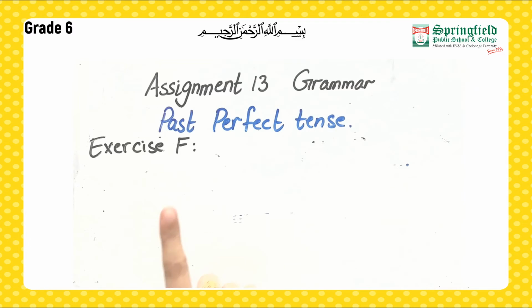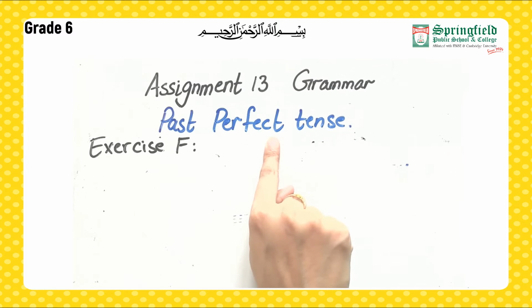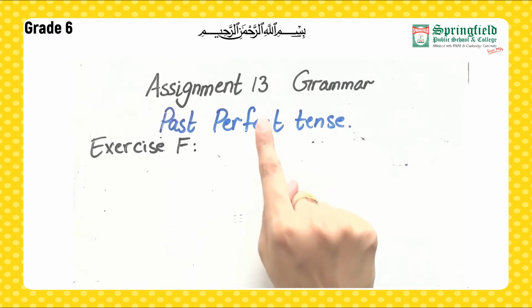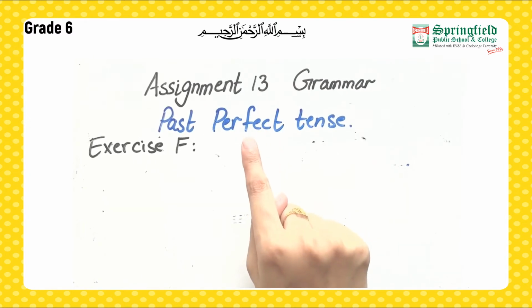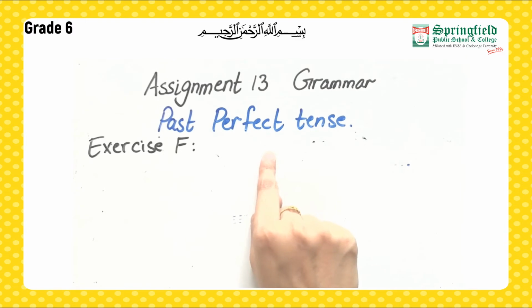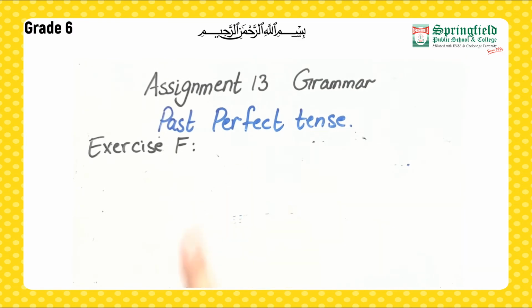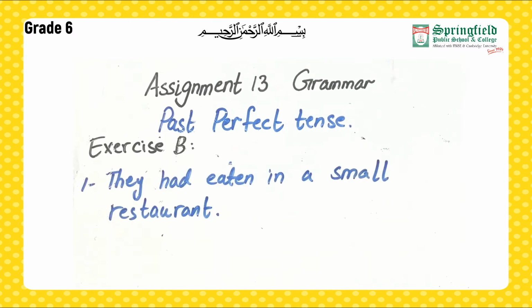Alright, exercise F. In this exercise, you have to make a chart like the one given in your assignment. Then talk about it with your partner. You have to use past perfect tense in it. Right? Using past perfect tense, you have to make a chart like the one given in your assignment, and then you have to talk about it with your partner or friend or family member. Now, next exercise. Alright, this is exercise B.